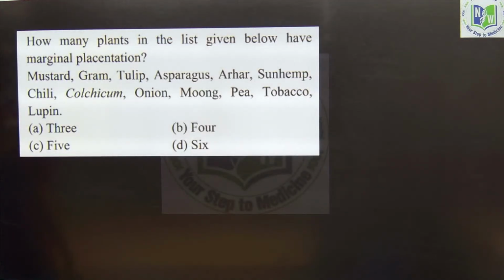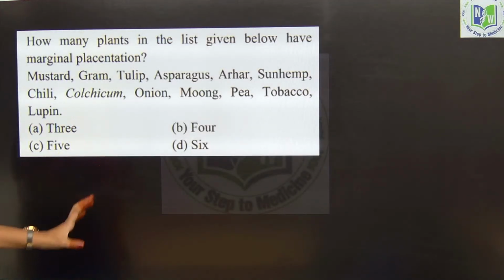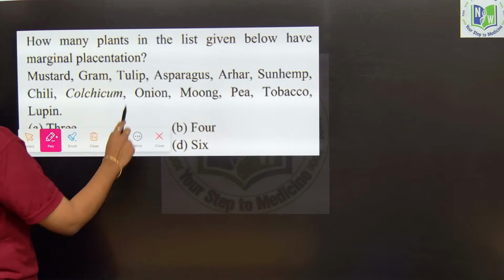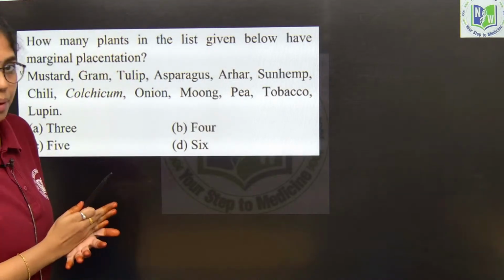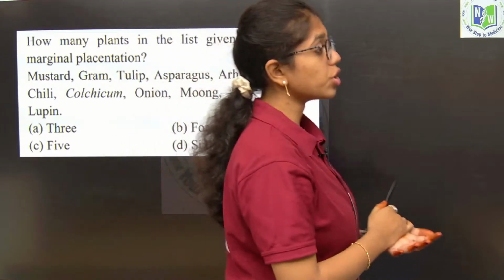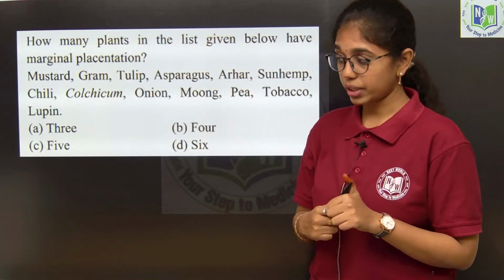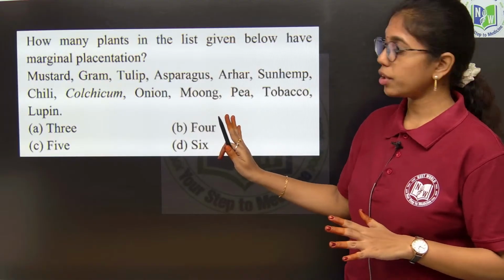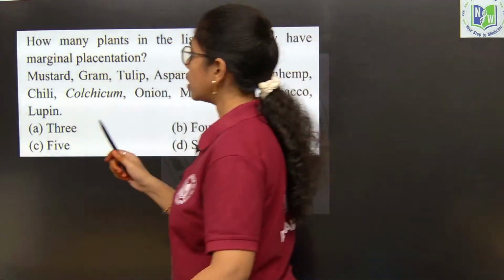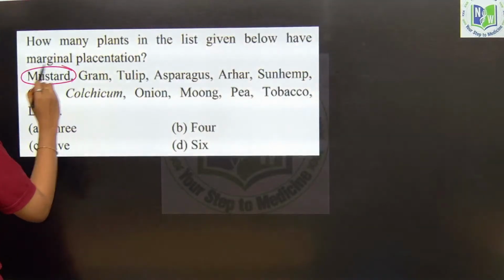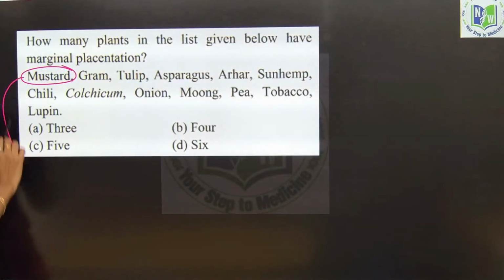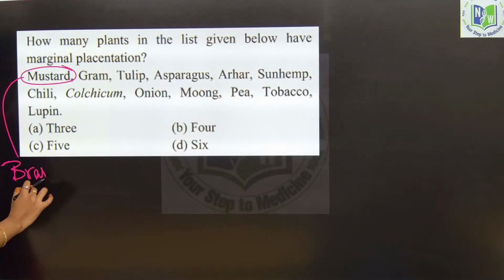How many plants in the list given below have marginal placentation? They are asking. Marginal placentation is the key feature for which family? Fabaceae family. Make a note of it. Now it will be easy for you to answer. Mustard is of Brassicaceae family. Okay. Mustard which belongs to Brassicaceae family.